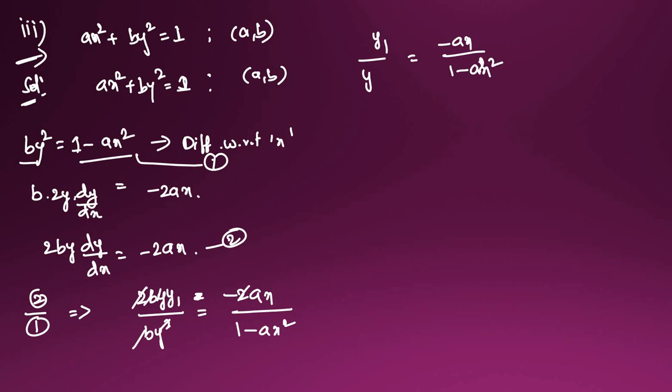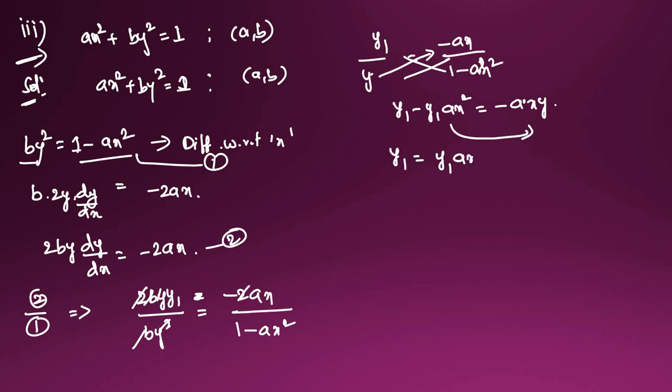And after that we can do anything. So we do cross multiplication here. So y1 minus y1 ax square will come on the left side of the equation, equal to minus axy. So I will take this to the right side of the equation, it will become y1 is equal to y1 ax square minus axy will come here.